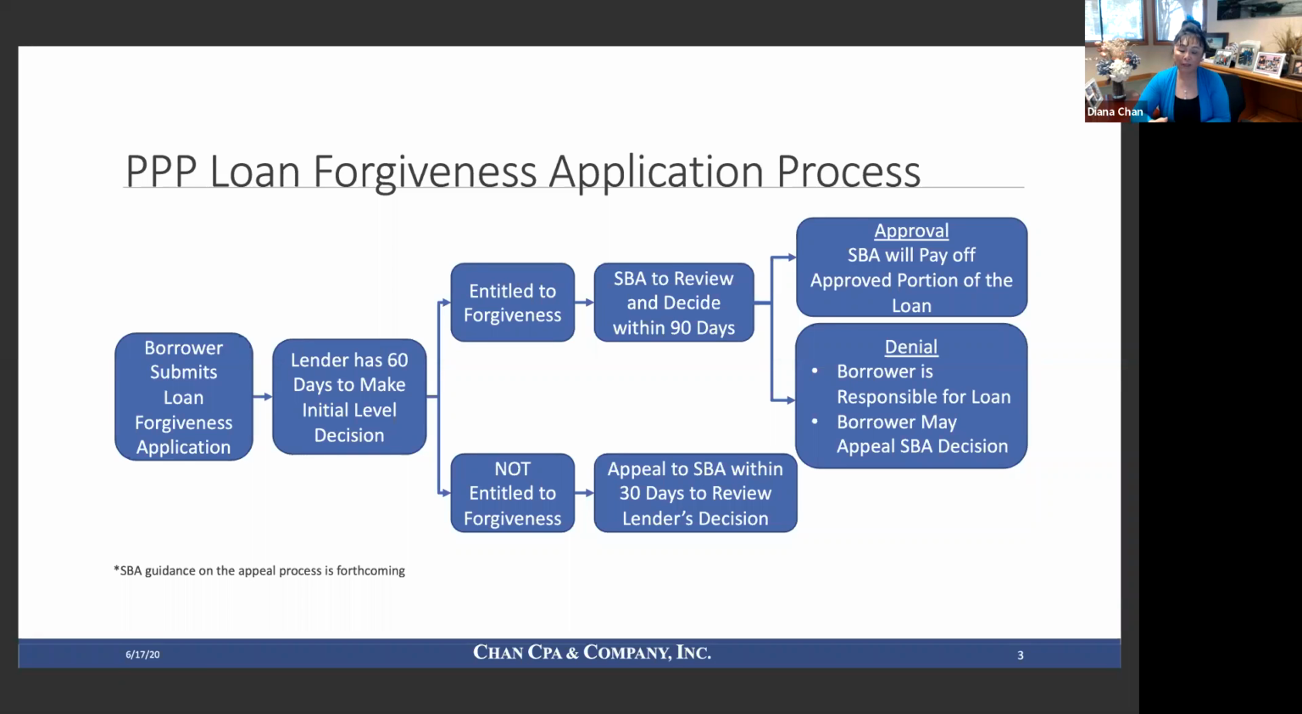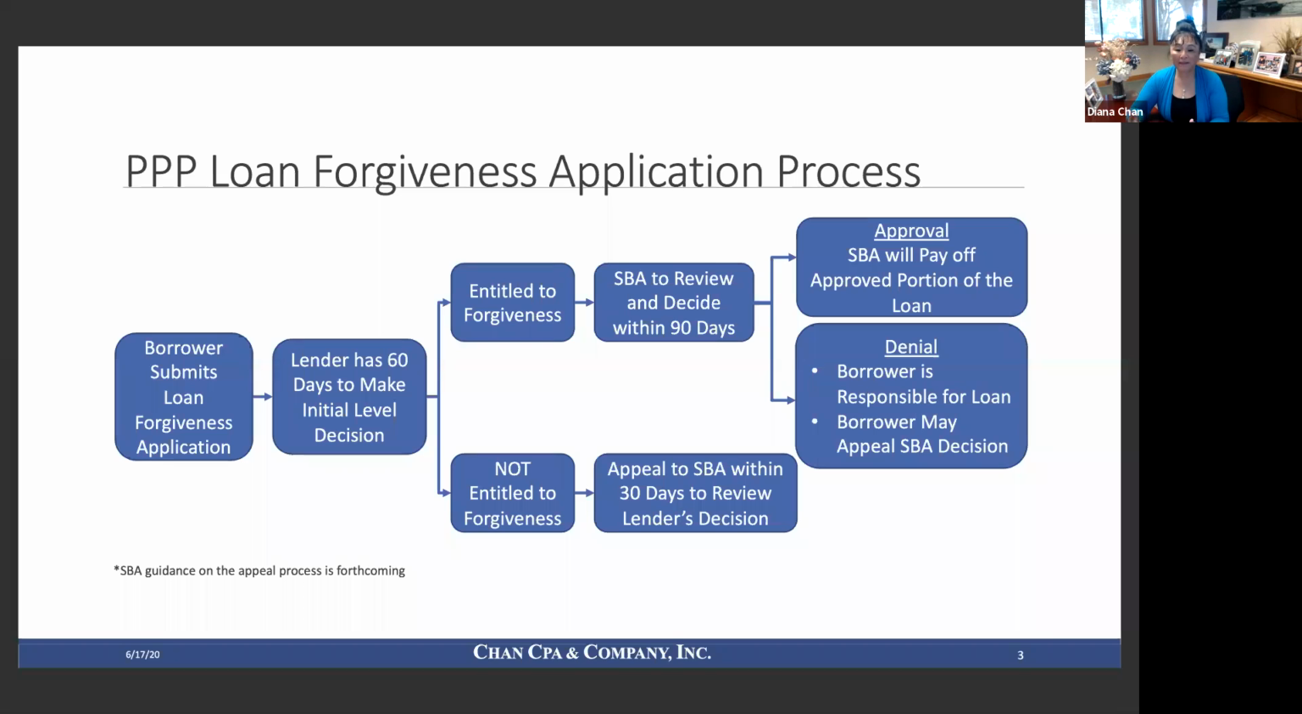What is also important is if the SBA, after reviewing the initial level decision by the lender and the supporting docs, decides that it is not going to approve the loan, the borrower still has 30 days to appeal that decision. The borrower is then going to be responsible for the loan if the SBA or the lender decides not to approve the loan. But again, you have 30 days to appeal that decision.